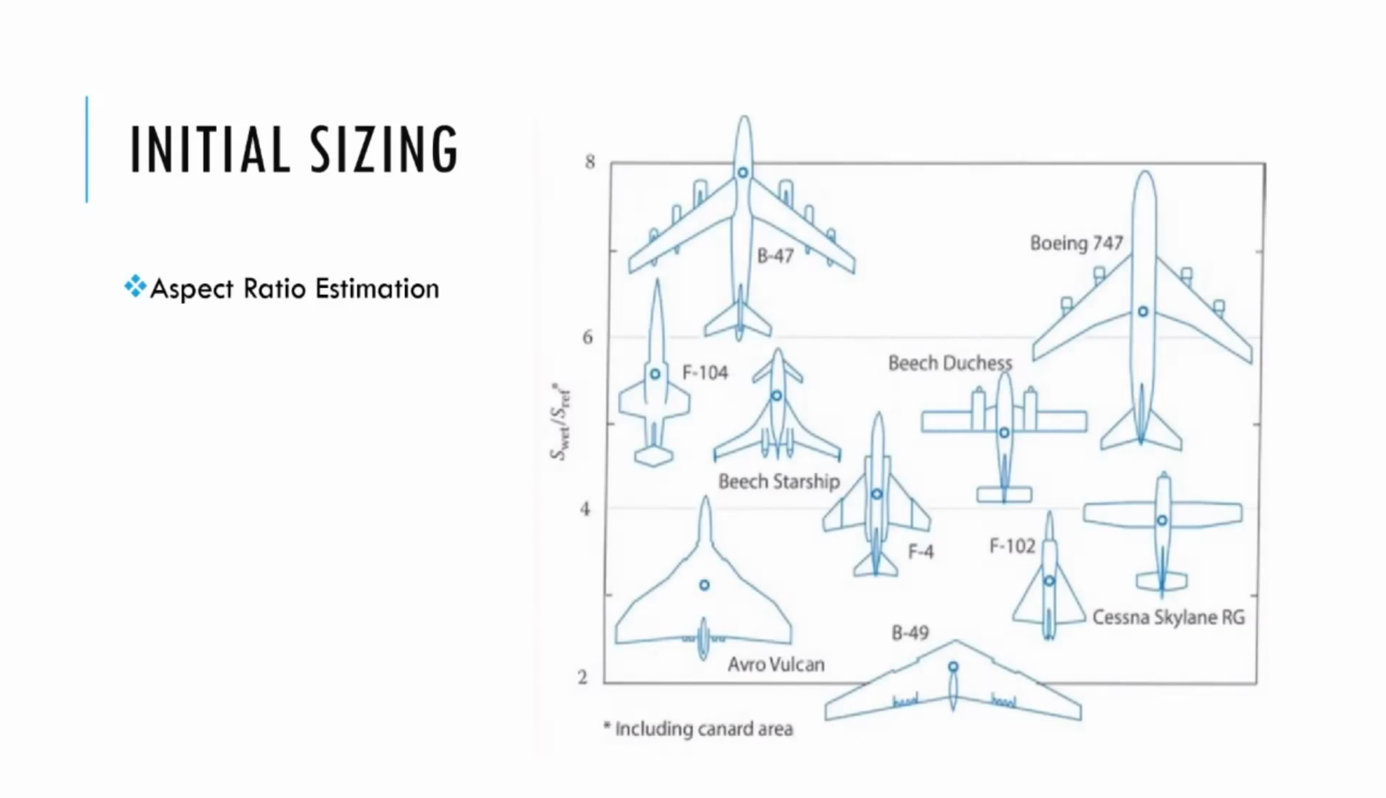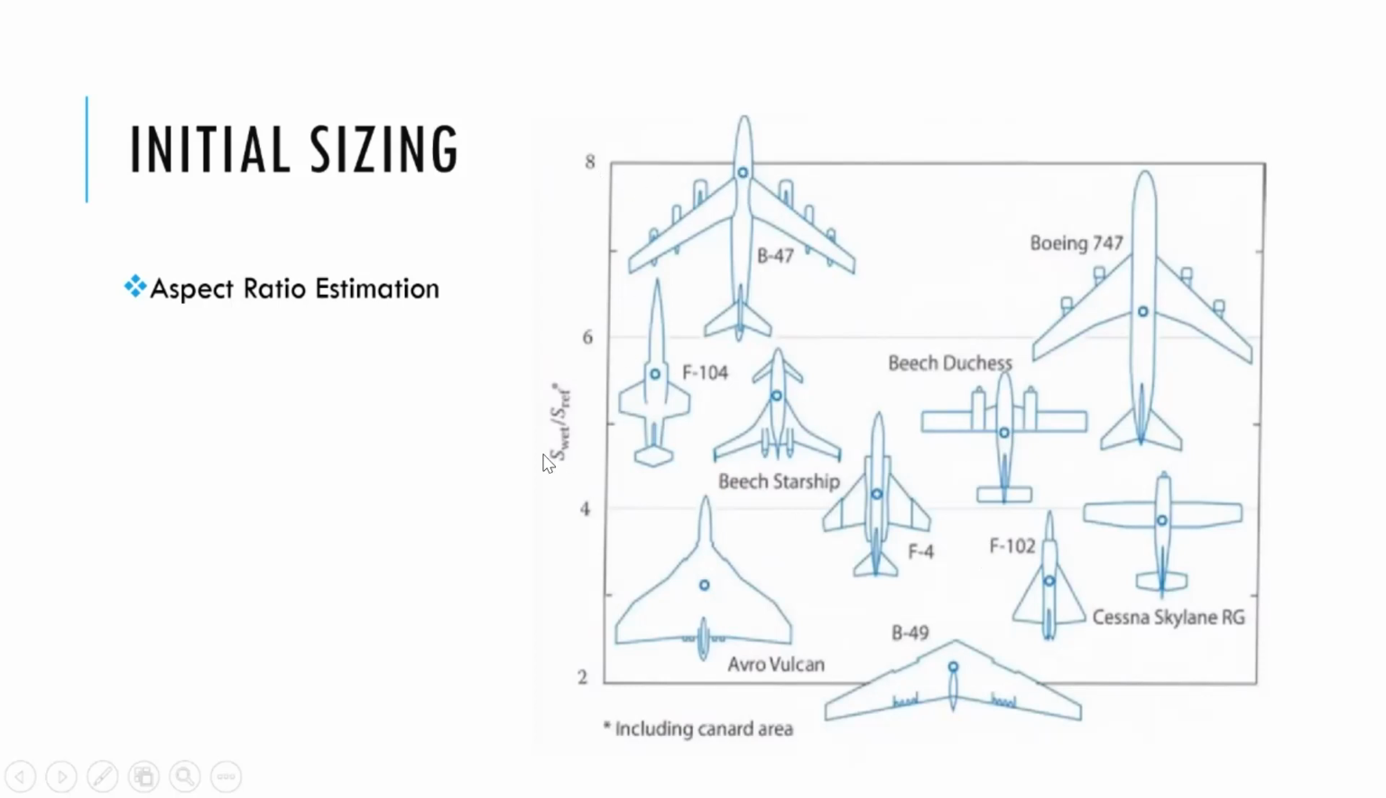When you do initial sizing of a conventional aircraft, the first thing you do is to get a good idea about the aspect ratio. And for that, here is a chart taken from the textbook by Dr. Daniel Raymer, where he says that you can actually first eyeball the aircraft based on the geometry and get the ratio of wetted area by the reference area. For example, if your aircraft looks like Beech Duchess, then your S_wet by S_ref is going to be approximately 7. If your aircraft looks like Boeing B-47, your S_wet by S_ref will be almost 8.